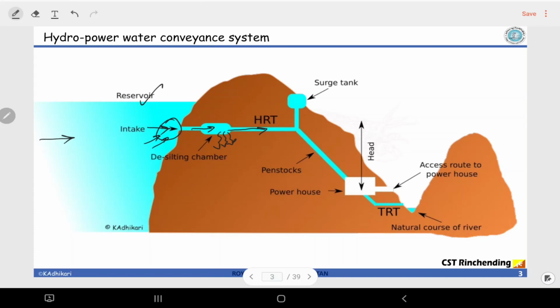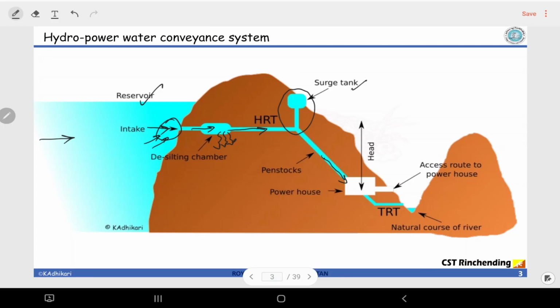Okay, and before it reaches the powerhouse, where it strikes the turbine, and the power is produced, there is a surge tank. Briefly I have explained what a surge tank means in the previous unit, but here we will be discussing in detail the different types and its functions. Okay, so basically the function of a surge tank is to regulate the pressure in the penstock. And then it reaches the powerhouse.